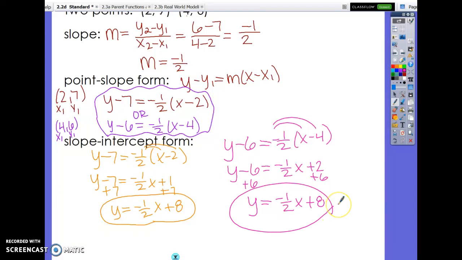Well, look at that. It didn't matter which point slope form we found or which point slope form we used. We still ended up with the exact same slope intercept form. Again, that is because these three equations, the point slope forms and our slope intercept, all represent the same line.